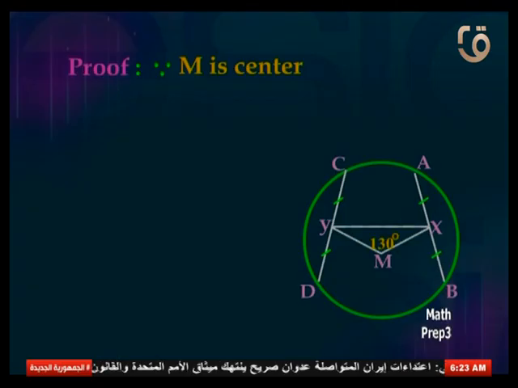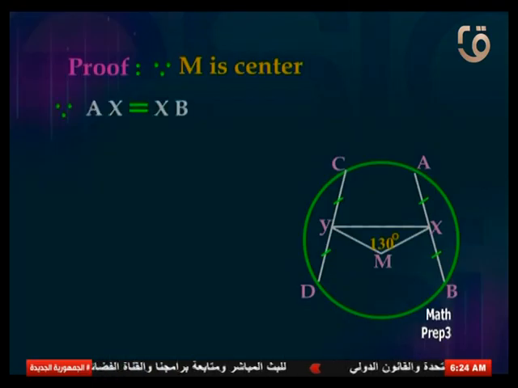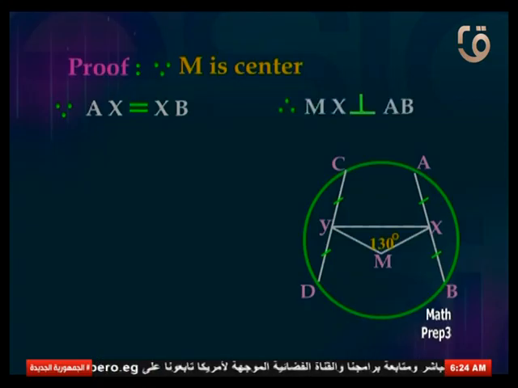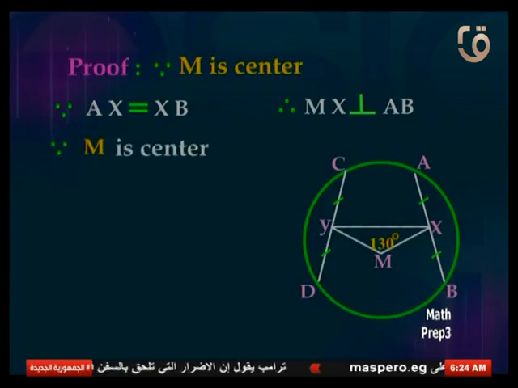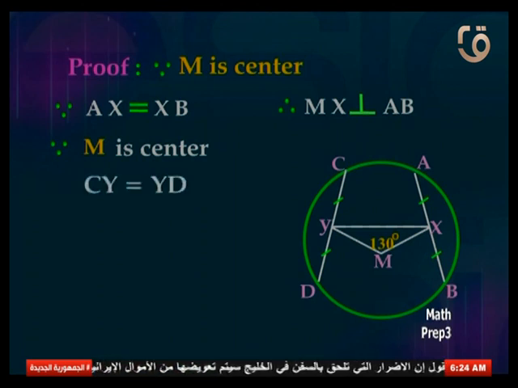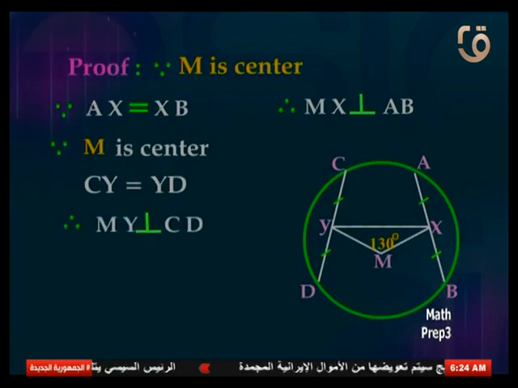At the very beginning, as M is the center of the circle and X is the midpoint of AB, it means that AX equals XB, then MX will be perpendicular to AB. In the same way, as M is the center of the circle and Y is the midpoint of CD, then CY equals YD, then you are going to notice that MY is perpendicular to CD.